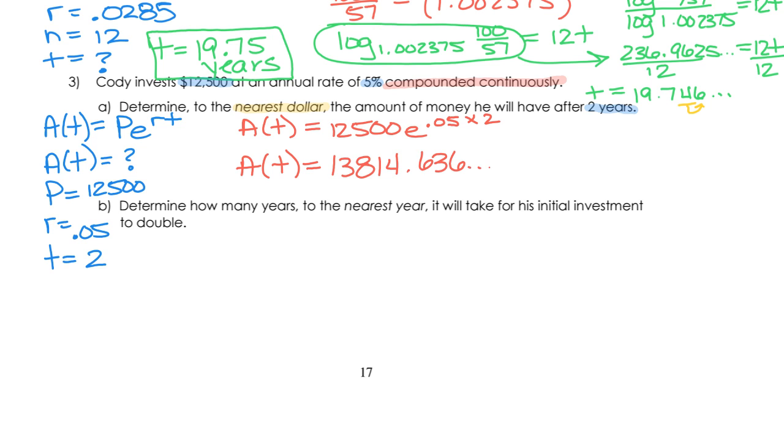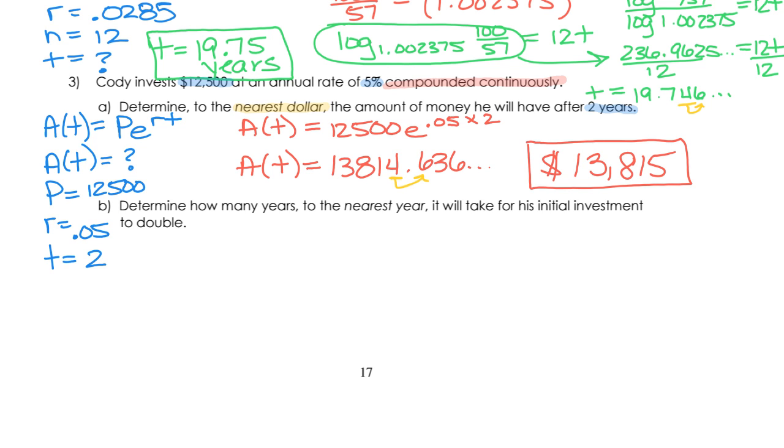13814.636, and so on. Okay. They wanted us to round to the nearest dollar, which is this 4 spot, but look next door and it's going to round it up. And we will say our answer is $13,815. And that's how much Cody's going to have.